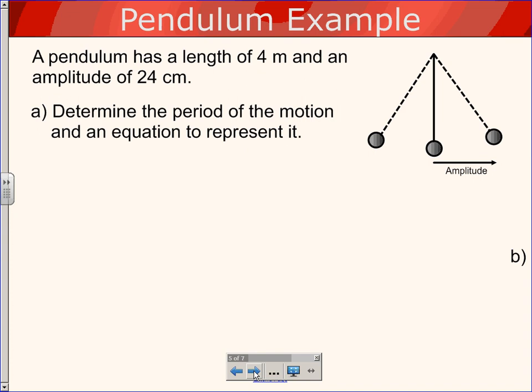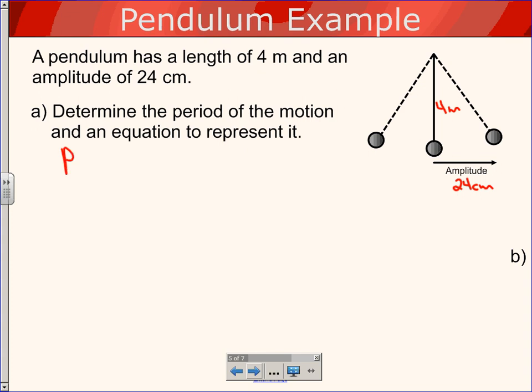So here's our example. It says a pendulum has a length of 4 meters and an amplitude of 24 centimeters. So that's 24 centimeters right there. And our length is 4 meters. So for some reason, I've decided to make a ridiculously long pendulum. I have no idea why. Determine the period of the motion and an equation to represent it.